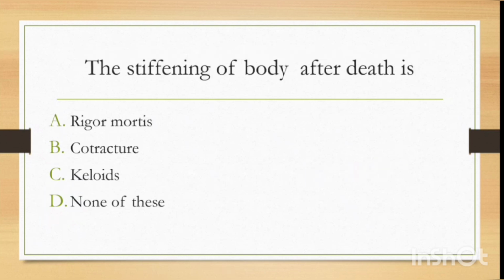The stiffening of the body after death is rigor mortis. It is the stiffening of the muscle due to chemical changes in the myofibrils. It is also indicative in post-mortem, where we can identify how long a person has been dead. I also want to tell you the definition of contracture. Hardening and shortening of the muscle tendon leading to deformity and rigidity in the joints is called contracture. Whereas a raised scar after an injury has healed is keloid.